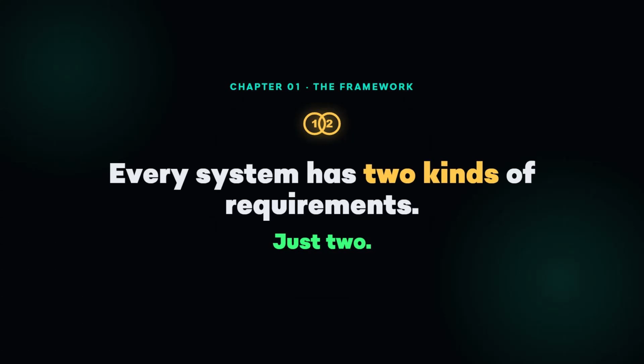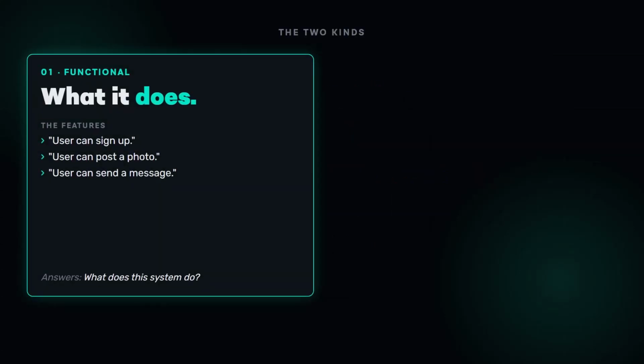Every system has 2 kinds of requirement, just 2. The first kind is functional. These are the things the system does. The features: user can sign up, user can post a photo, user can send a message. Take these away, the app wouldn't exist. Functional requirements answer: what does this system do?